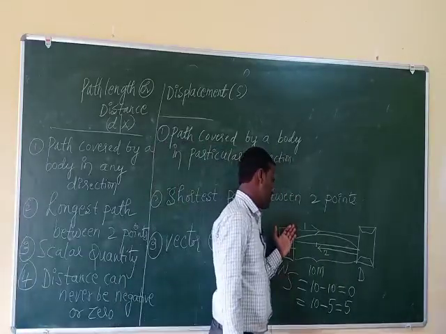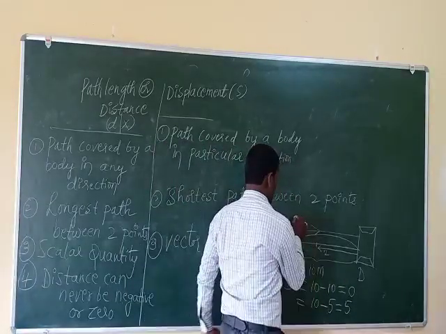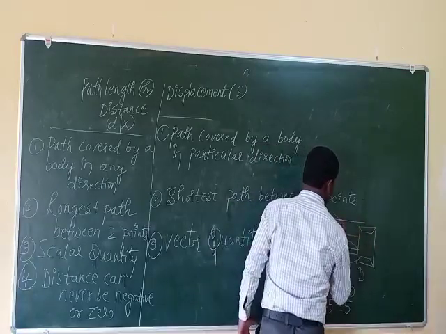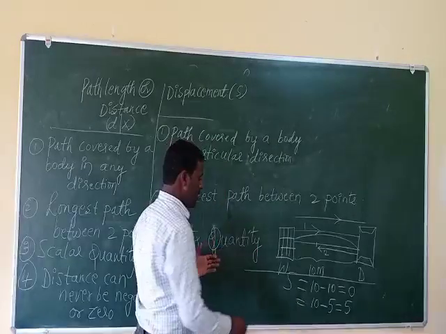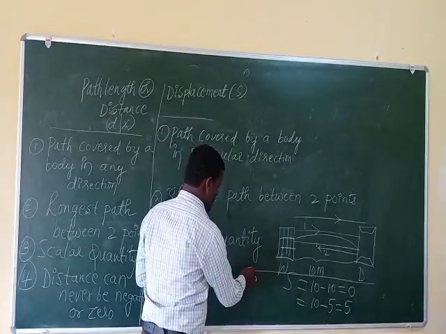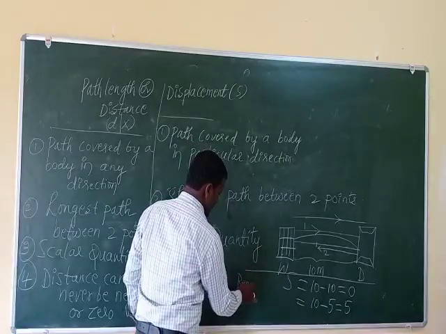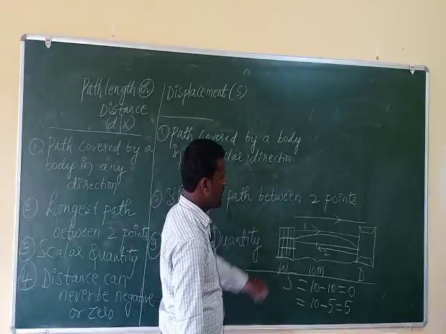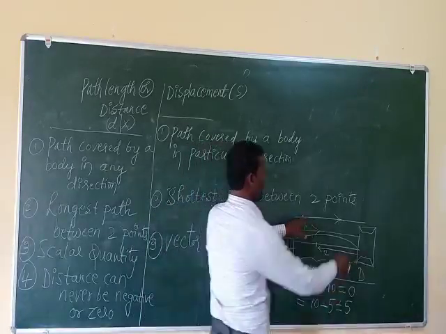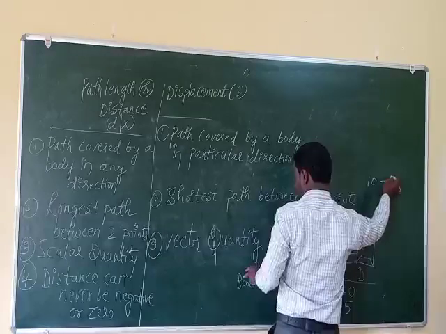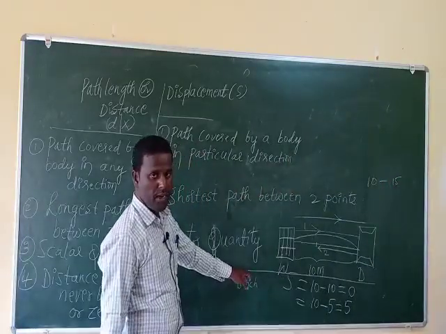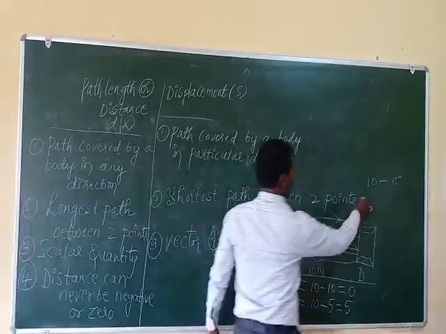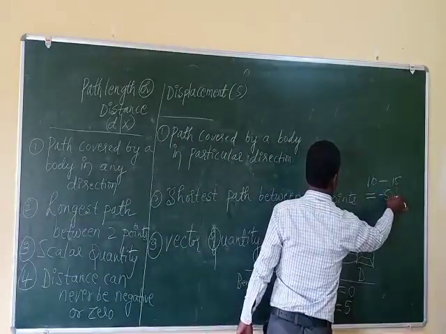If I travel first time window to door, this is first time. Second time door to another part of the classroom. Say for example, this is a bench. So 10 minus 15 up to this bench, it may be equal to minus 5 meter. So here you will get negative displacement.